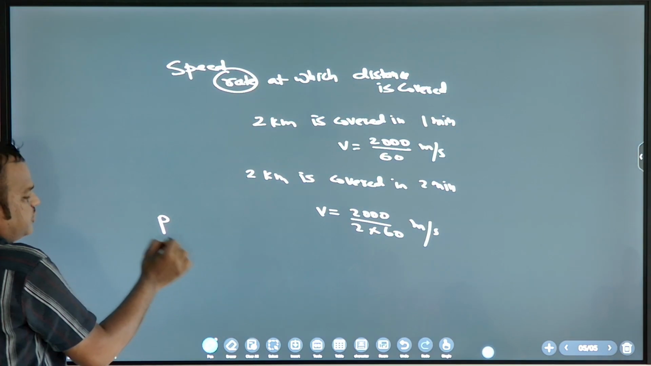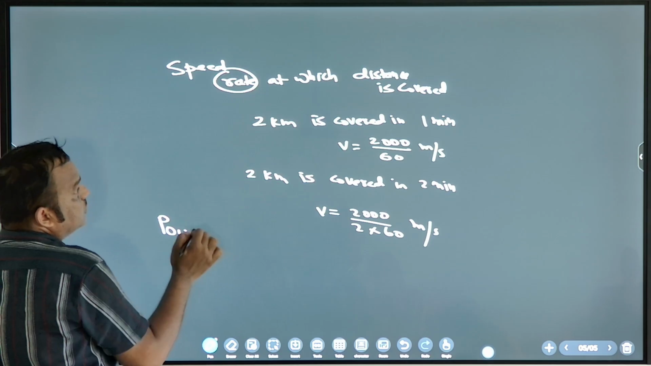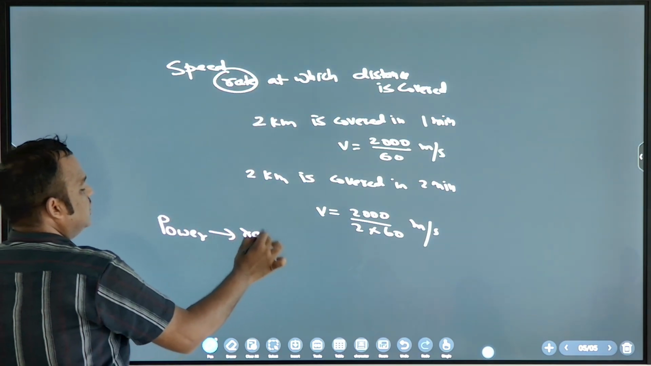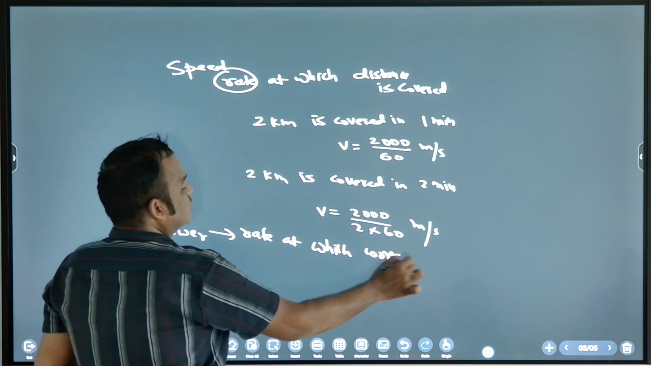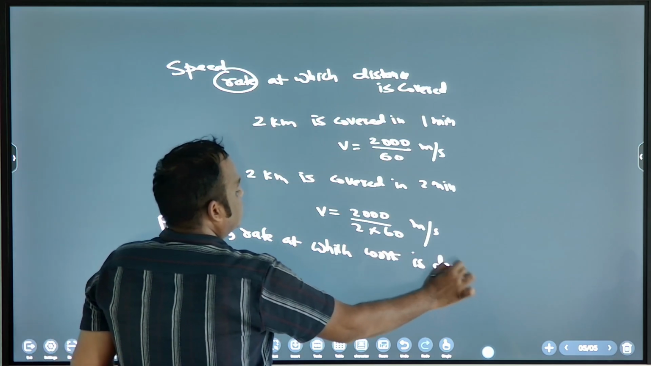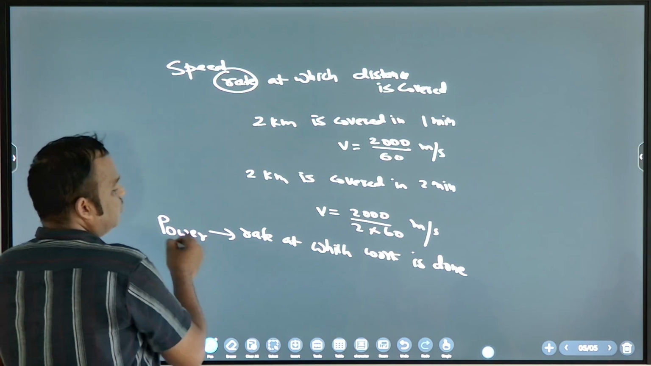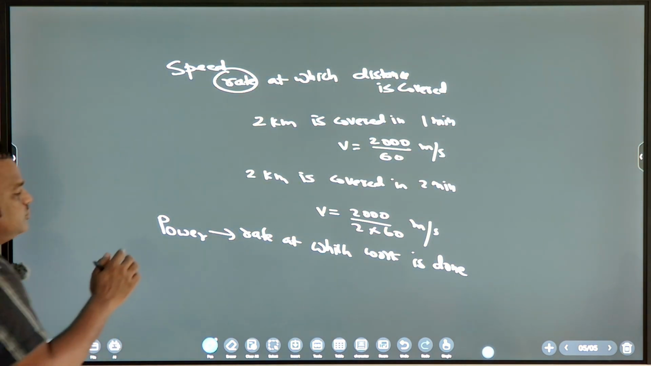Similarly, we have power. Power is equal to the rate at which work is done. If more work is done per second, there is more power. If less work is done in the same time, there is less power.